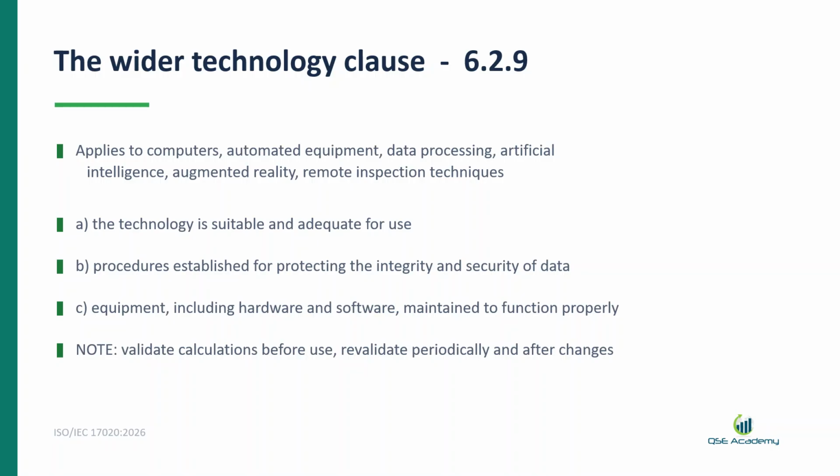The note tells you how to demonstrate suitability: validation of calculations before use, periodic revalidation of related hardware and software, revalidation whenever changes are made, and software updates implemented as required. That note is effectively a validation plan. Use it as one. And if you use anything with artificial intelligence in your inspection process, this clause and 7.2.5F both apply to you today.